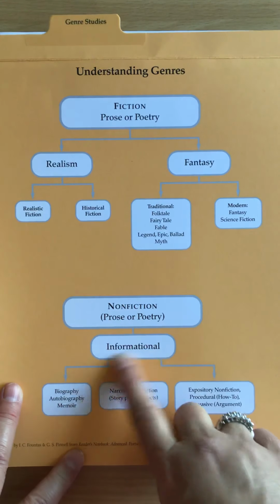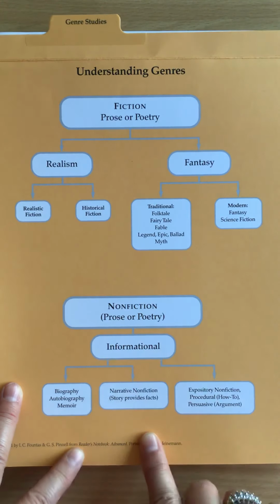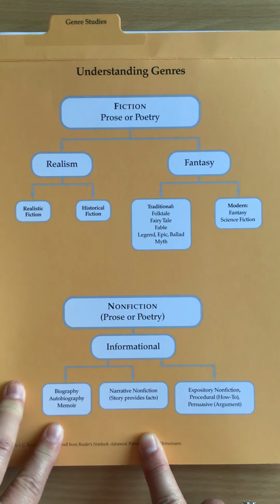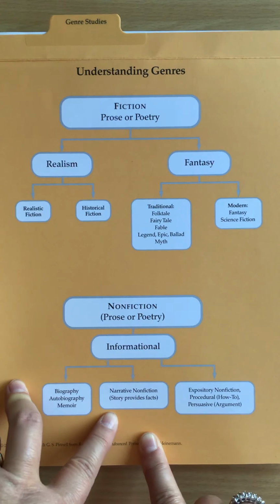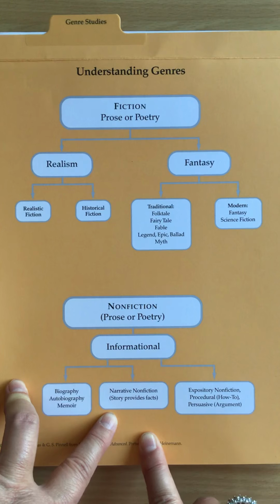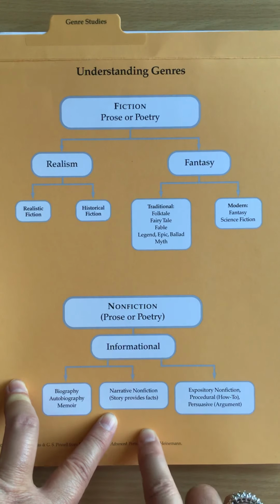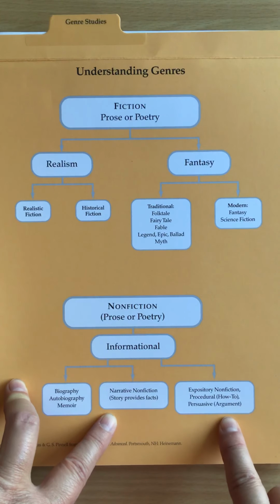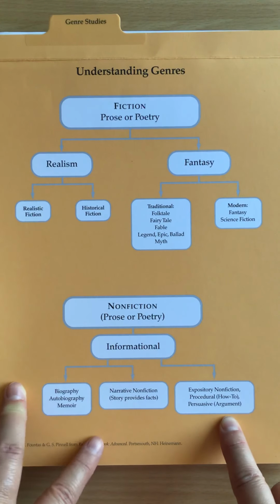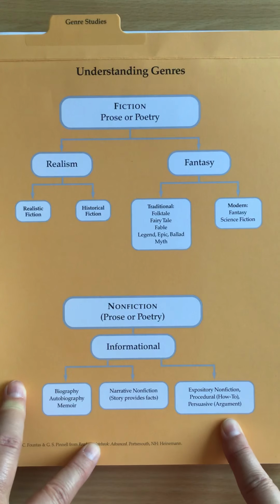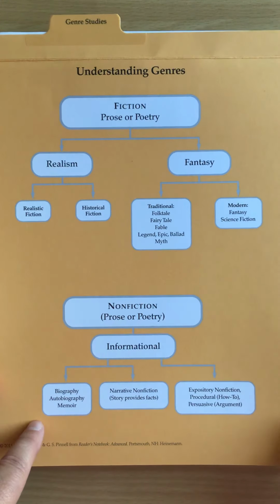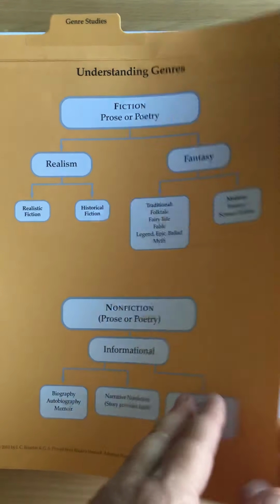Nonfiction is informational. It gives you facts. So you've got biographies, autobiographies, and memoirs. Those are stories about a person's life. You've got narrative nonfiction. You are all writing a personal narrative right now, and that will be a true story about you. And then you have expository nonfiction, which might include how to do something or persuasive arguments. You'll be doing a persuasive paper later on in the year.